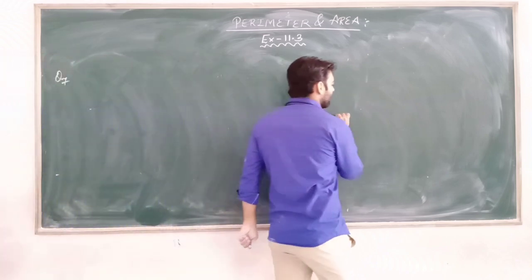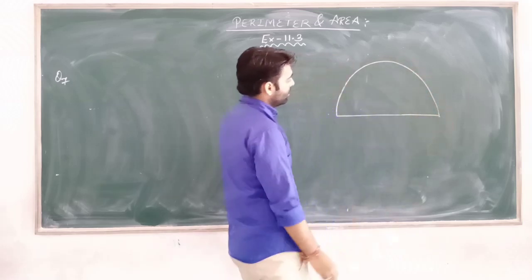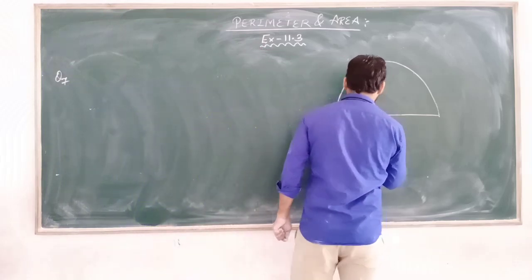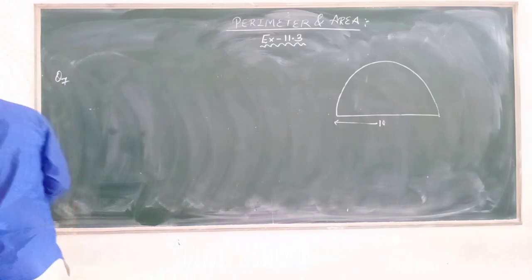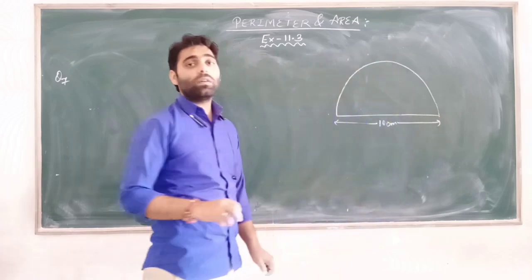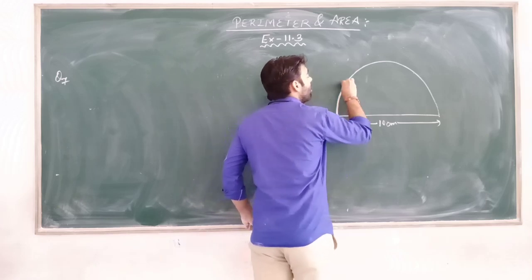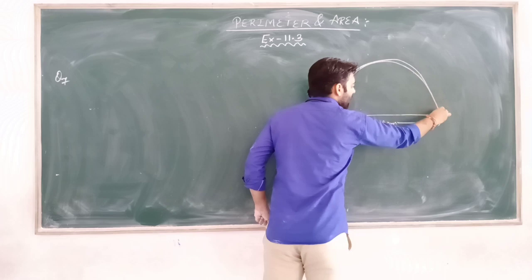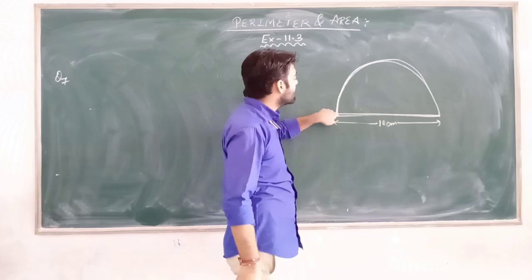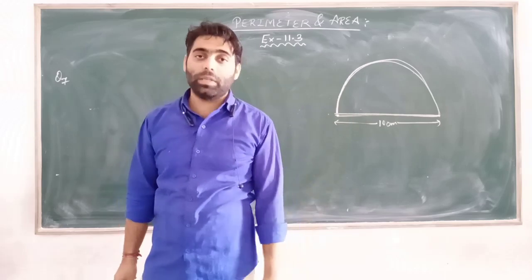Suppose a semicircle has been given. What is a semicircle? Half of the circle. And a diameter of 10 centimeters. We have to calculate the perimeter. Perimeter means we have to calculate the length of this and this. What is perimeter? Perimeter means standing on one position and starting to move on its boundary, and the total length covered by the figure will be equal to the perimeter.